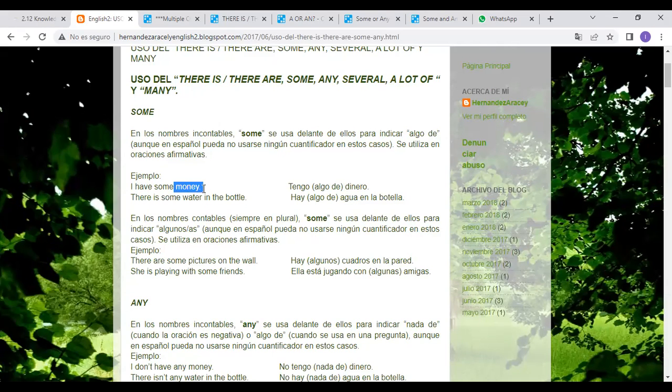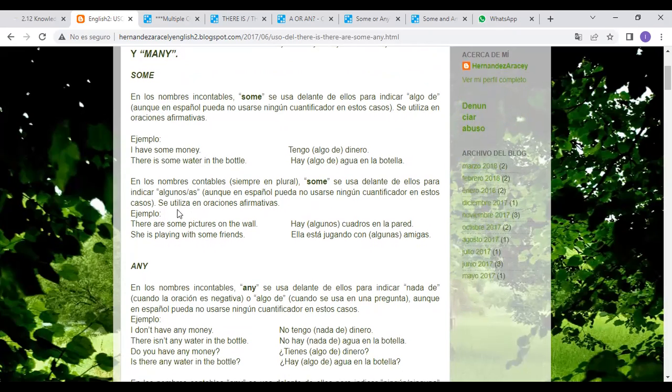I mean, el dinero, a menos que sean billetes o monedas, sí, pero la palabra en sí, la idea abstracta, no. Al igual que el agua, okay? Usted no puede contar el agua, right? So, todos los liquids, guys, todos los líquidos no se pueden contar, ¿ok? Eso es algo que tienen que tener en mente. Now, dice que también utilizamos some para los contables, ¿ok?